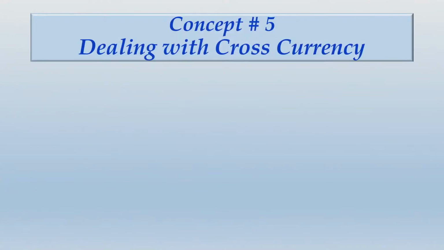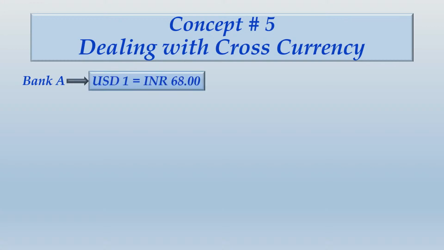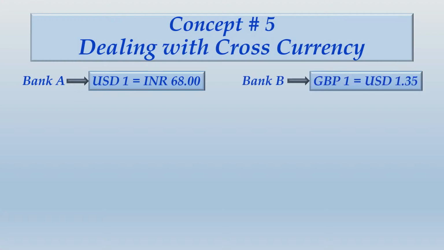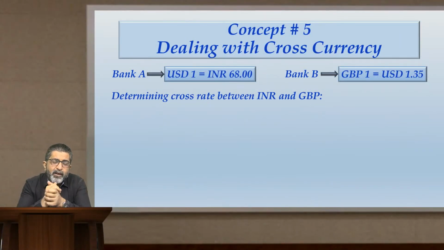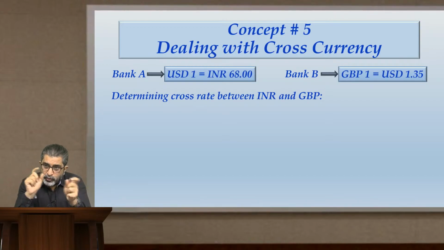Dealing with cross currency. Now, Bank A has given a quote of USD 1 equals INR 68. I have taken the same example. Bank B has given a quote of GBP 1 equals USD 1.35. And the question is asking you to determine the cross rate between INR and GBP. This could be a very, very important aspect in your exam, determining cross rates. So the quote of USD is given in terms of INR, the quote of GBP is given in terms of USD, and you have to find through this interrelationship what would be the quote of GBP in terms of INR. How would you do this?